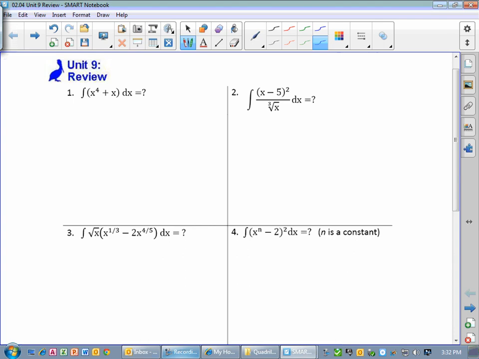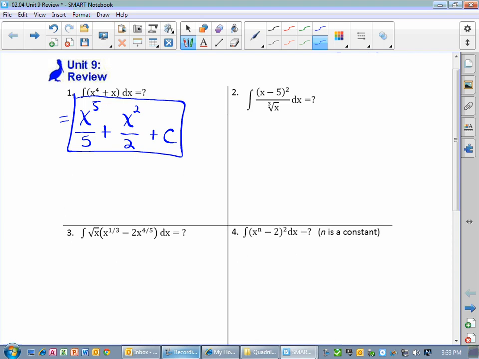Okay, number one, simple or basic integral here. We add 1 to the exponent, divide by the exponent. So we have the integral of x to the fourth, which would give us x to the fifth over 5, plus integral of x gives us x squared over 2, and don't forget your plus c.